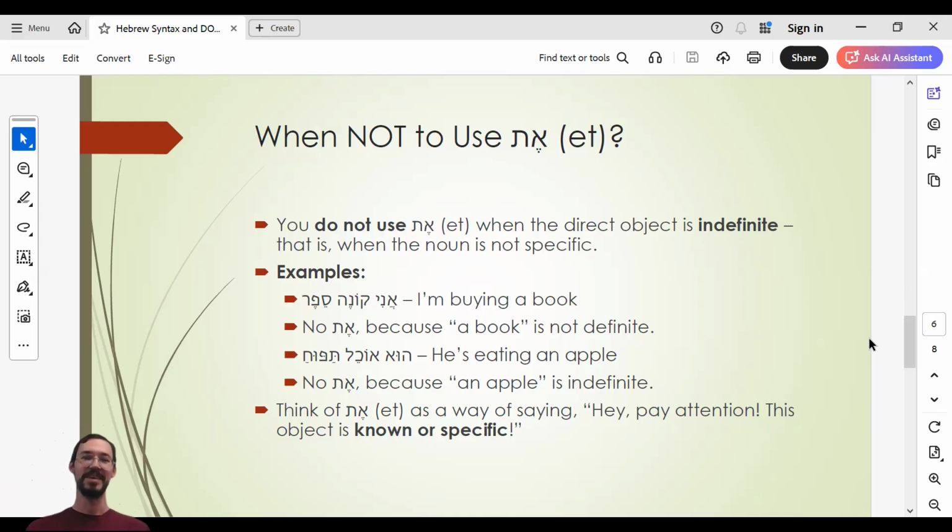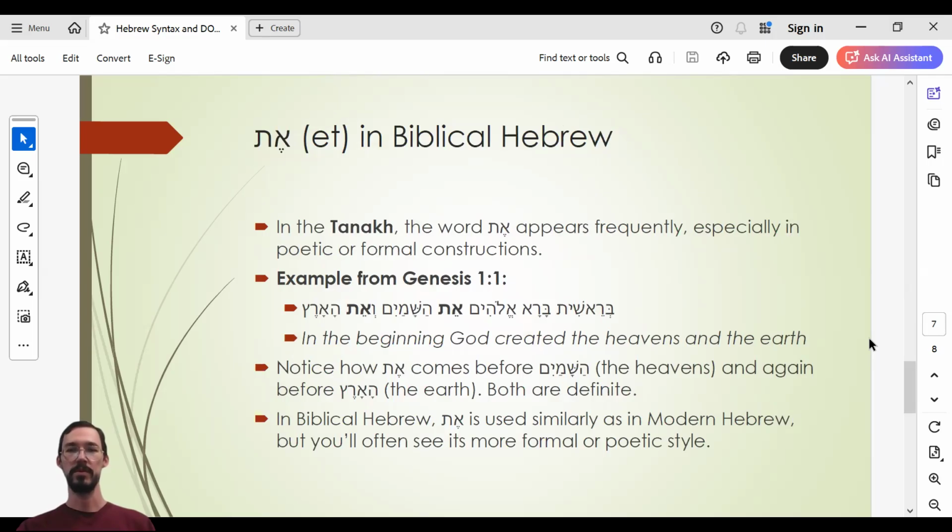Because an apple is indefinite, right? So if something is known, specific, that's when you would use it. I'll give you an example from the Tanakh, Genesis 1:1: Bereshit bara Elohim et hashamayim ve'et haaretz. Hashamayim, haaretz, those are definite objects, right? It comes before hashamayim.